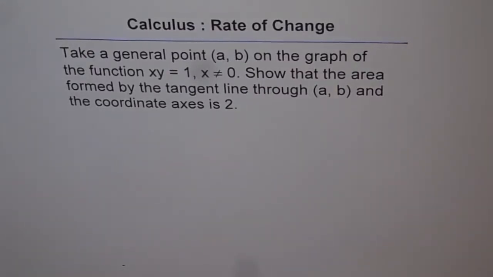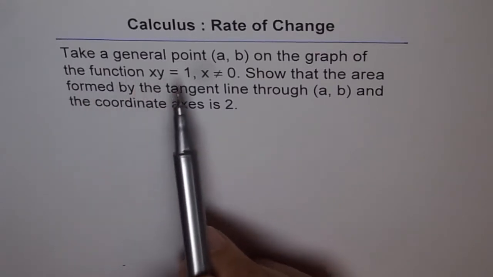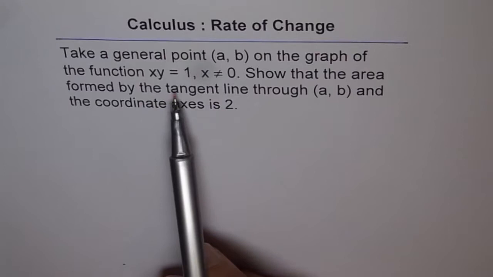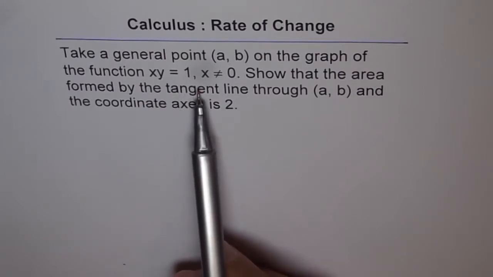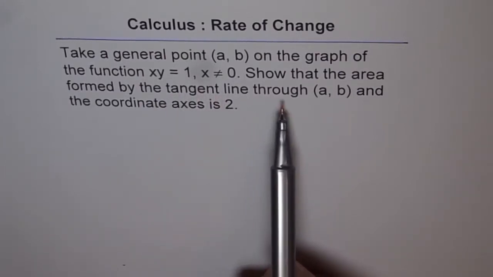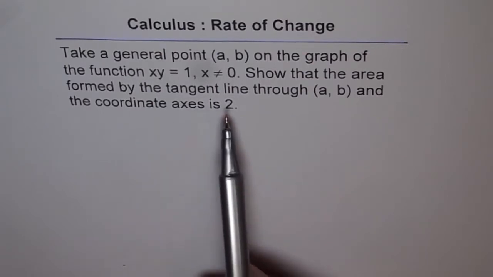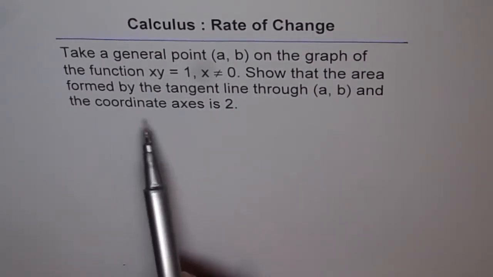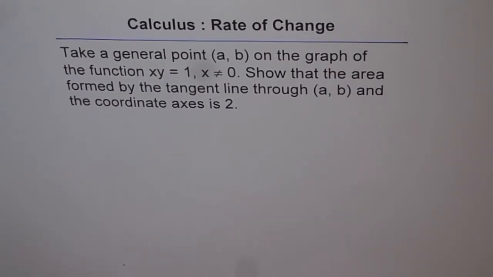Here is a thinking problem on slopes and tangents. Take a general point (a, b) on the graph of the function xy equals 1, where x is not equal to 0. Show that the area formed by the tangent line through (a, b) and the coordinate axes is 2.